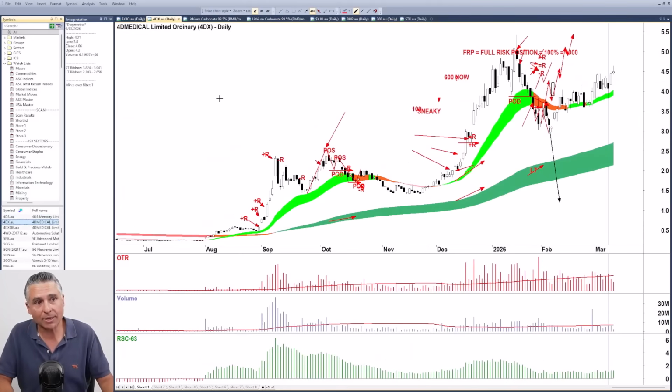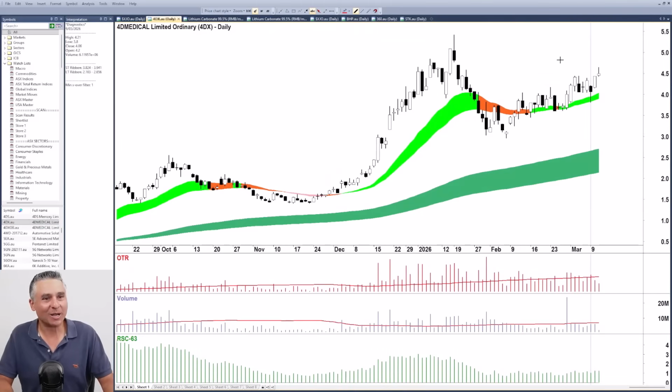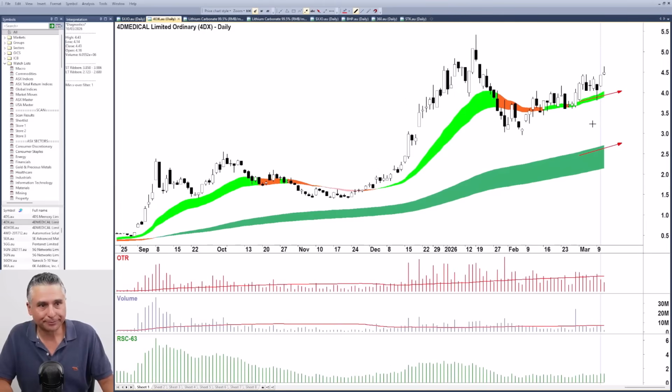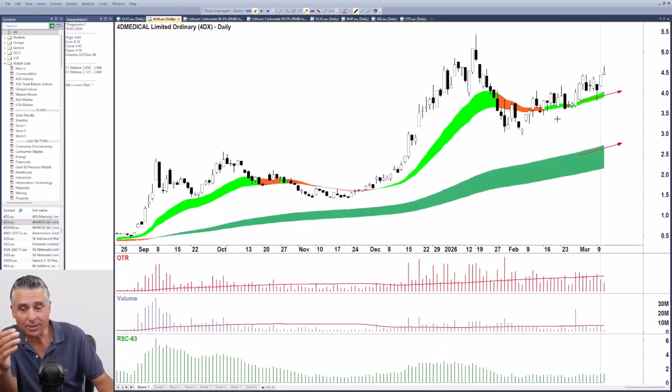4DX is an interesting one. God, we've done some analysis on this in the past. Let's get rid of all that stuff and start fresh. I definitely put this in yesterday as plus R. I think that's pretty obvious. We've got a nice short-term uptrend, long-term uptrend. The price action is rising peaks and rising troughs. So I won't draw it in, but it is.